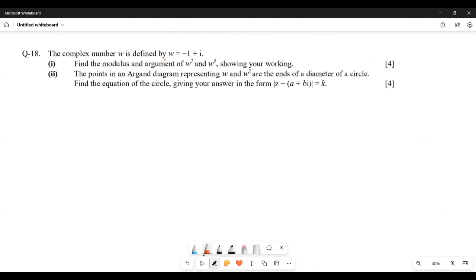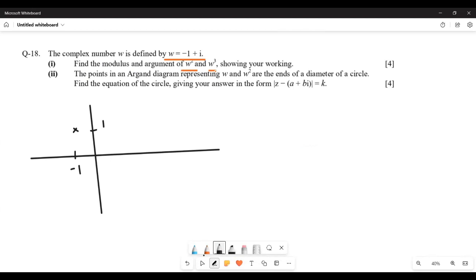Complex number W is defined by this. Find the modulus and argument of W square and W cube. Okay, polar form. Been a while. Okay, what I'll do, I'll first plot this just to revise what is polar form. -1 and iota is also 1. So here's W, -1, comma 1. I need its modulus and its argument.